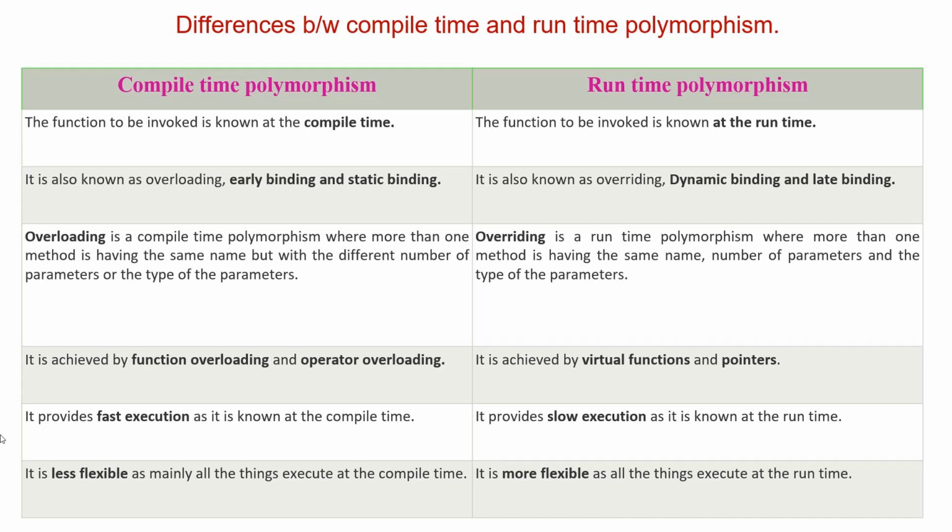Sixth and last point of compile time polymorphism: it is less flexible as mainly all things execute at compile time. Now, the sixth or last point of runtime polymorphism: it is more flexible as all things execute at runtime.